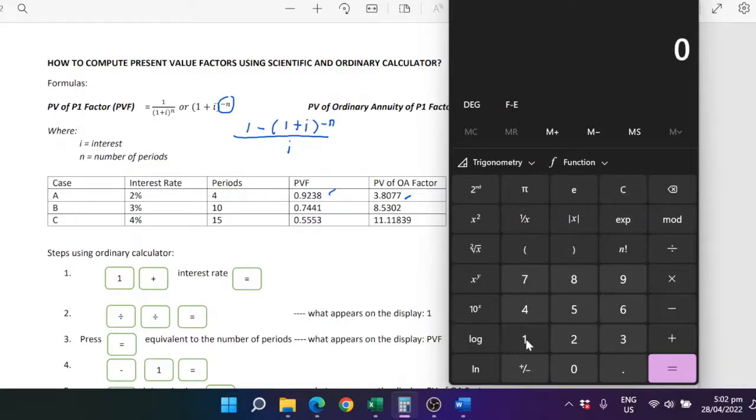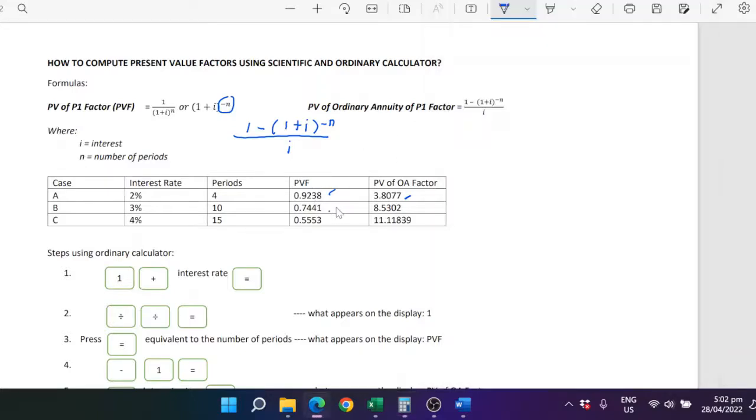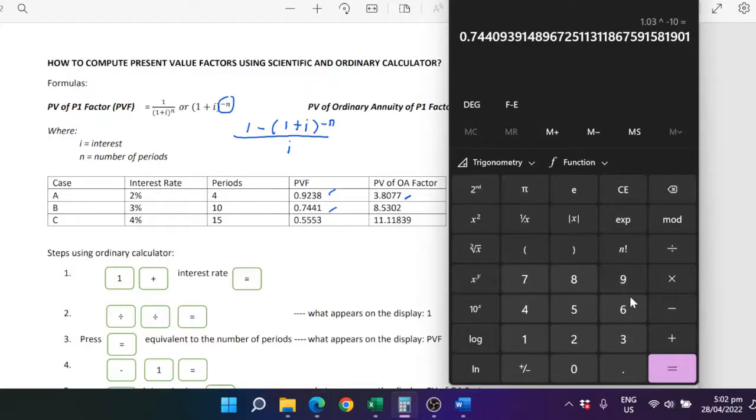Now let's try case B. So we have 1.03, that's 1 plus 3%, to the power of negative 10. Again, in my calculator, I need to input first the number before the negative sign. But in your calculator, I think you need to input first the negative sign before the number. Then equals. You will get 0.74409. Same with this one. So therefore, the calculation is correct.